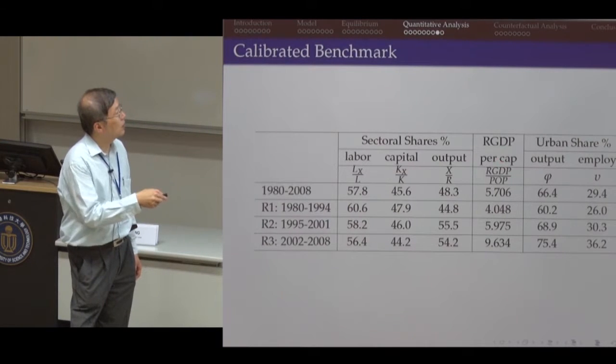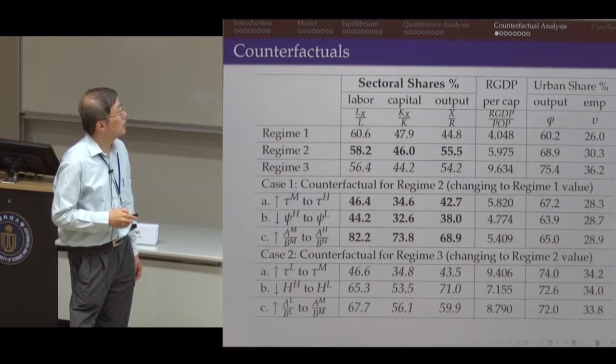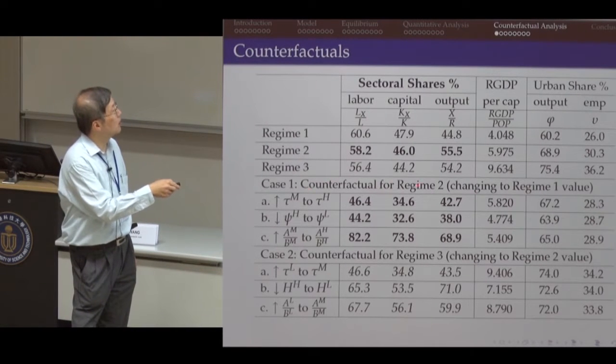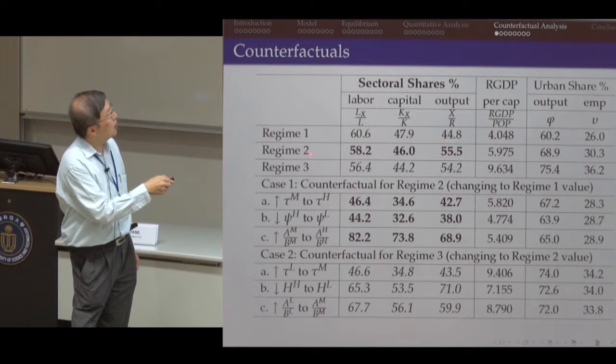So this is all the calibrated result. I just want to quickly show you how we do the counterfactual analysis. We look at region two, right?